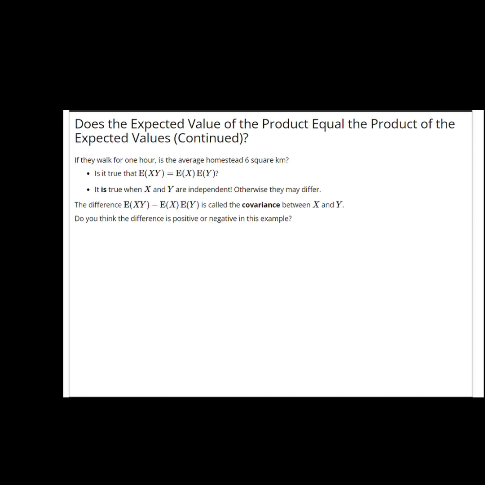Is it likely to be positive or negative? What's the cause of the difference, for example? Think about three possible scenarios. The first is that the homesteading woman picks her spouse purely at random, without regard to any characteristics, including his speed on a prairie track. In this case, the expected value of x times y is E of x times E of y. The covariance is 0 because x and y are independent of one another.